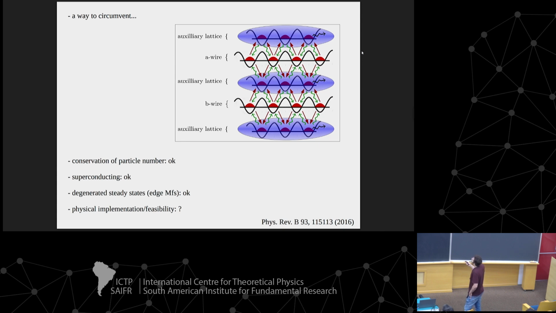So you can have two, if you assume that, then you have some exchange of fermions directly between the A and B wire here. The important thing is that you need to generate locally some pairing interactions in each one of your chains, okay?